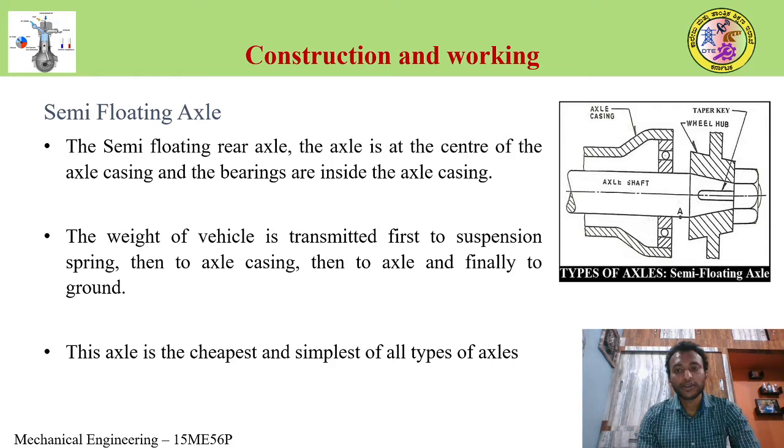The weight of the vehicle is transmitted first to the suspension spring, then to the axle casing, then the axle shaft, and finally to the ground. This axle is the cheapest and the simplest of all types of axles.